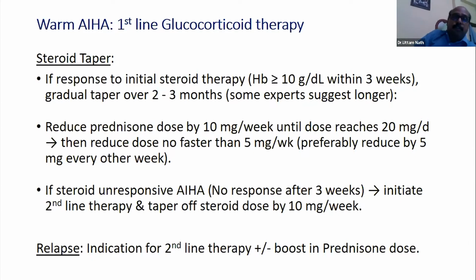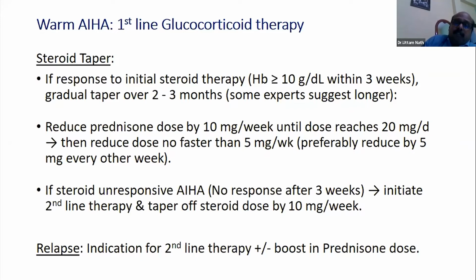It should be tapered by around 10 milligram per week from the starting dose, like 60 or 70, until you reach 20 milligram per day dose. Thereafter, we should not hurry. We should reduce by 2.5 to 5 milligram per week. So it is preferable to reduce by 5 milligram every alternate week. And some patients will eventually need a small dose of maintenance steroids to sustain the response.